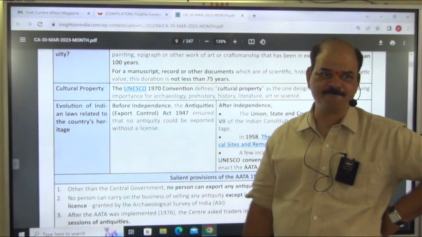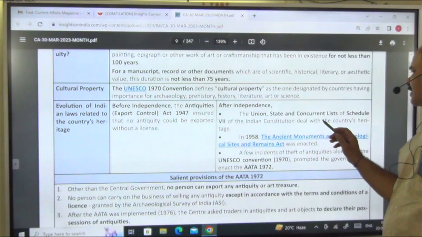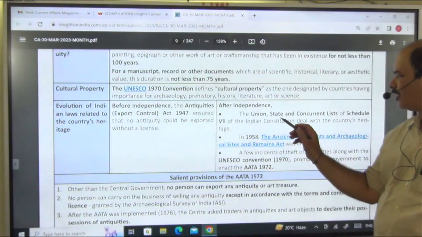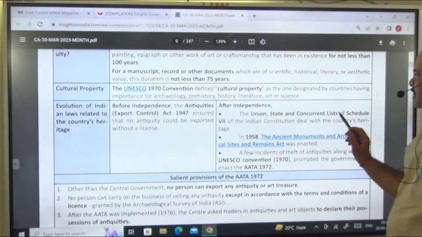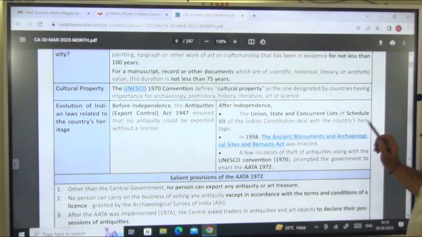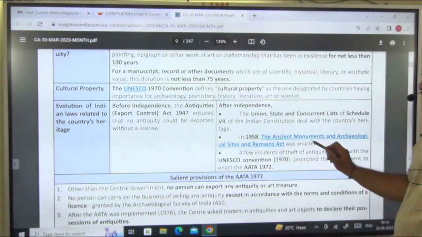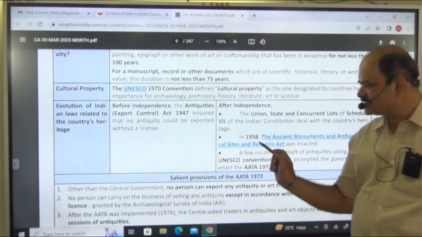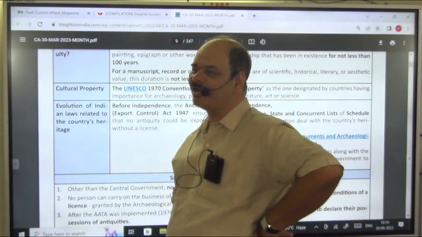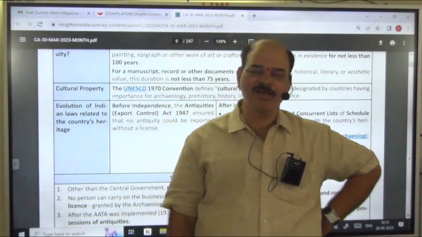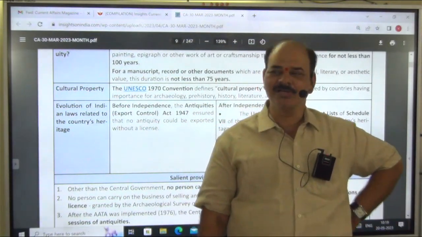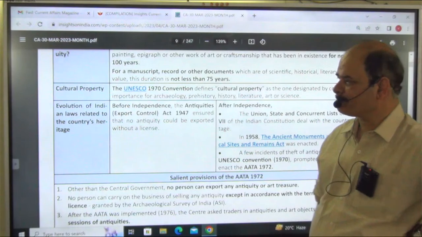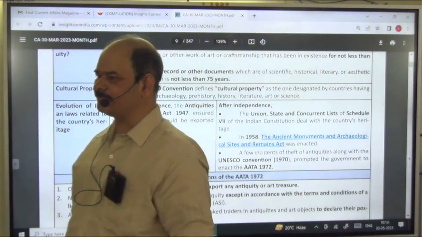There is no permission. After independence, the Union, State and Concurrent Lists of Schedule 7 of the Indian Constitution deal with the country's heritage. Very nice point. In 1958, the Ancient Monuments and Archaeological Sites and Remains Act was enacted, but this PDF has missed an important piece of data, which is the foundation to preserve India's rich culture and heritage. What is it that is missing here?